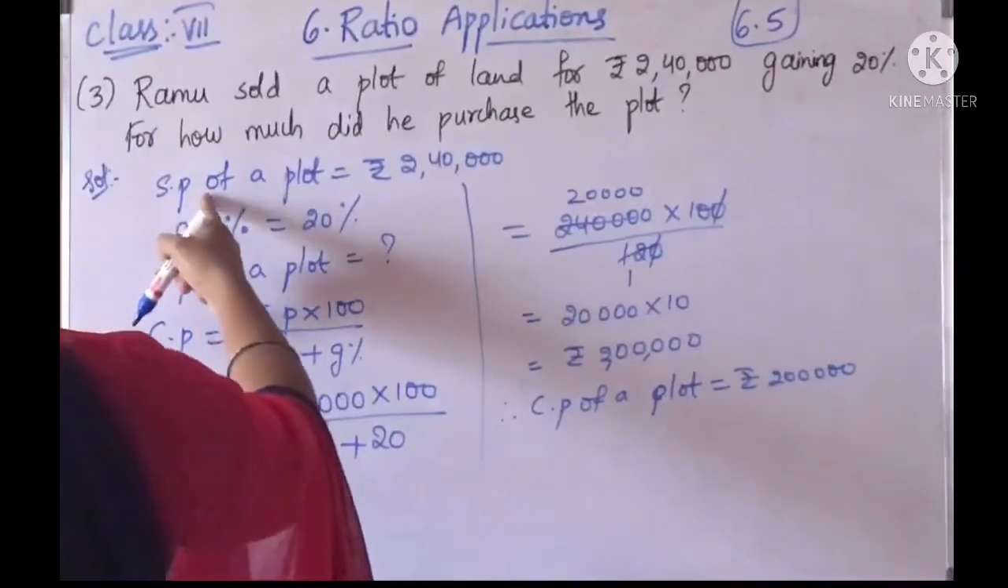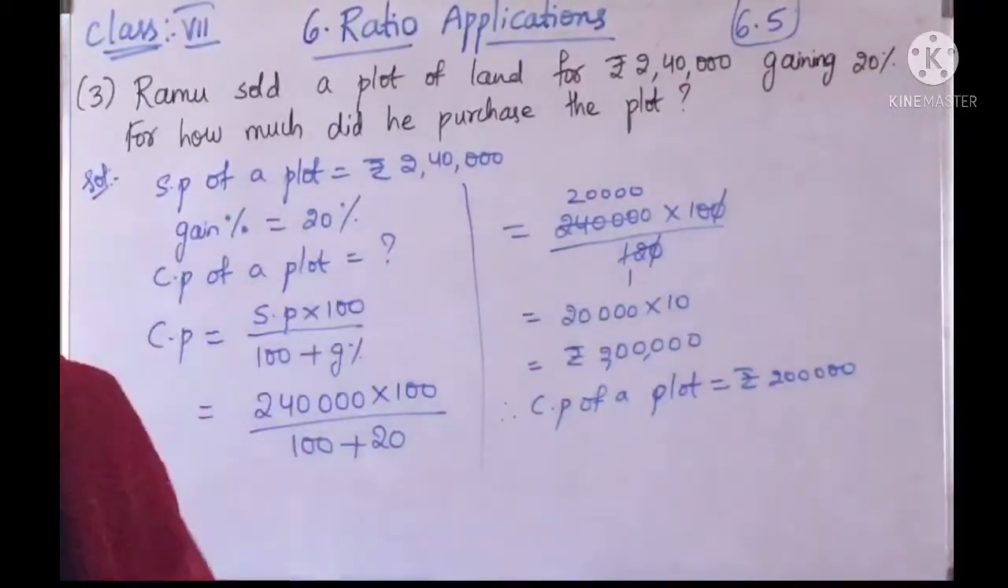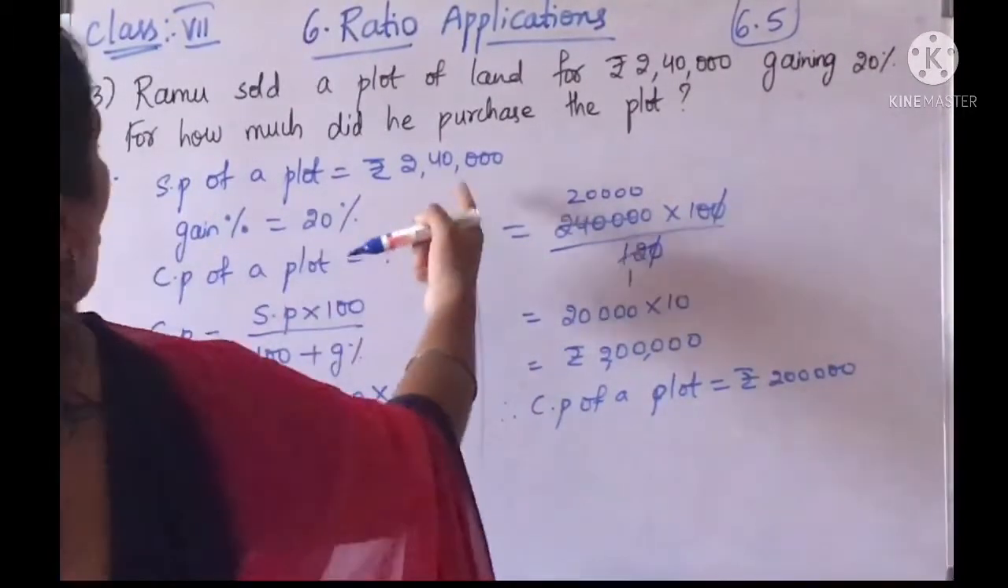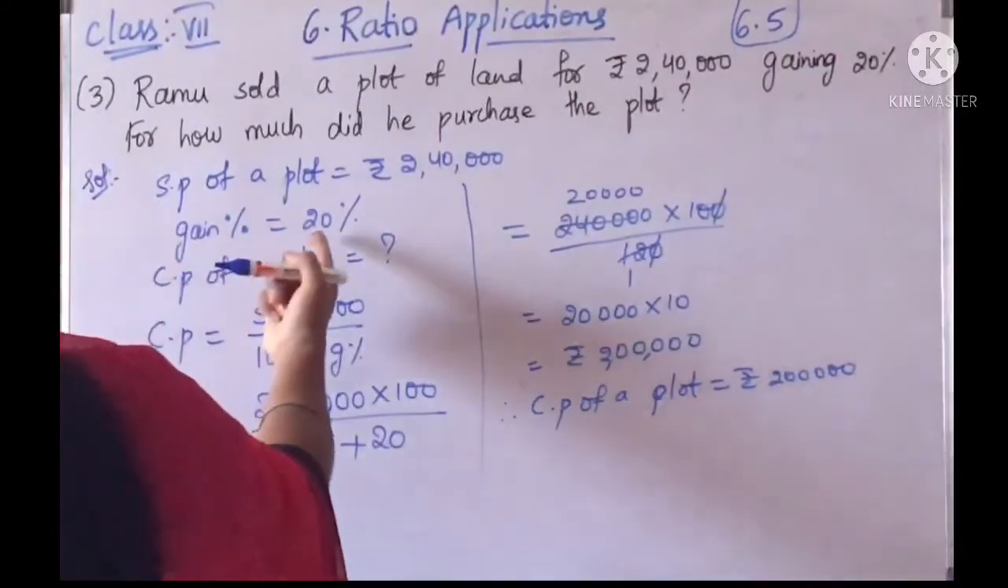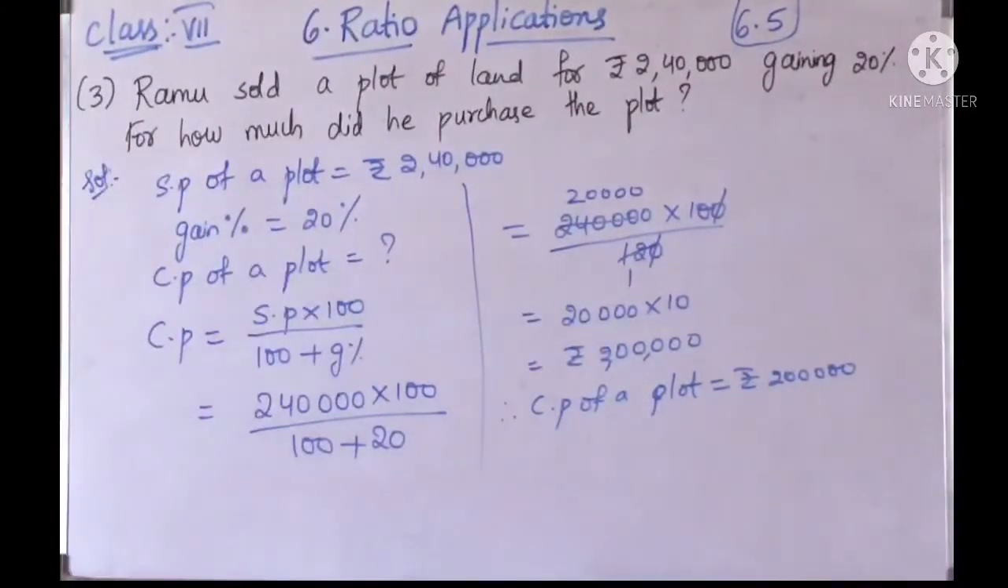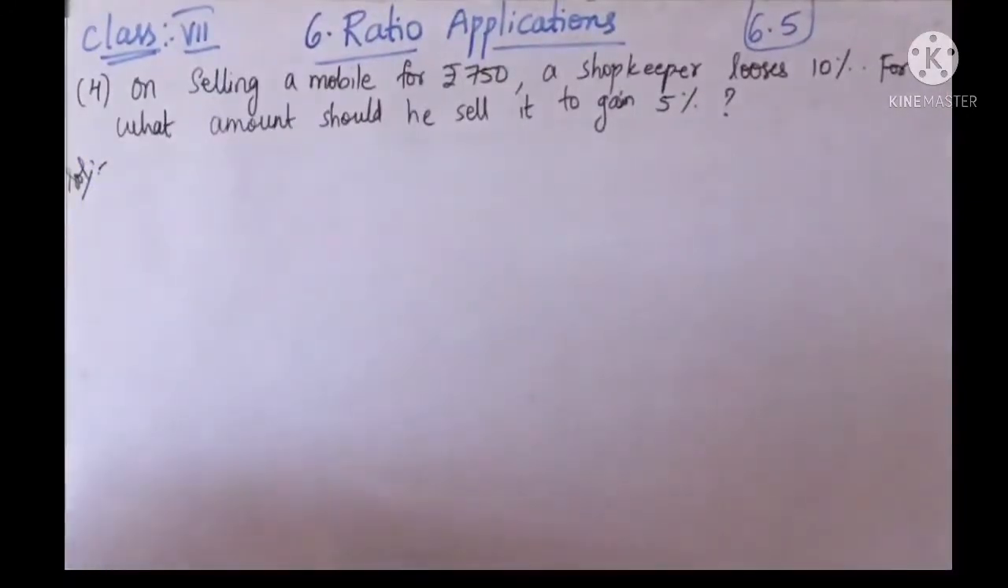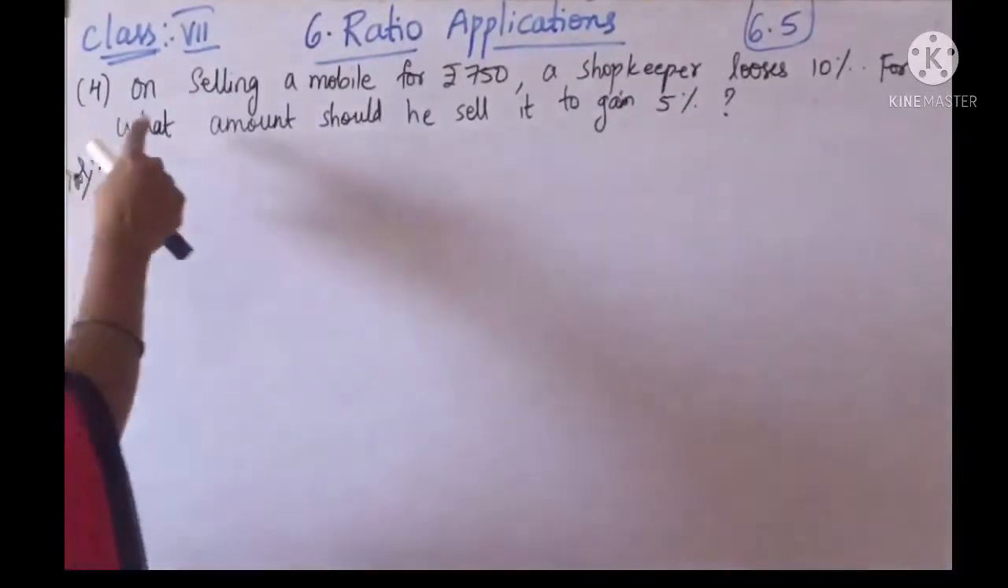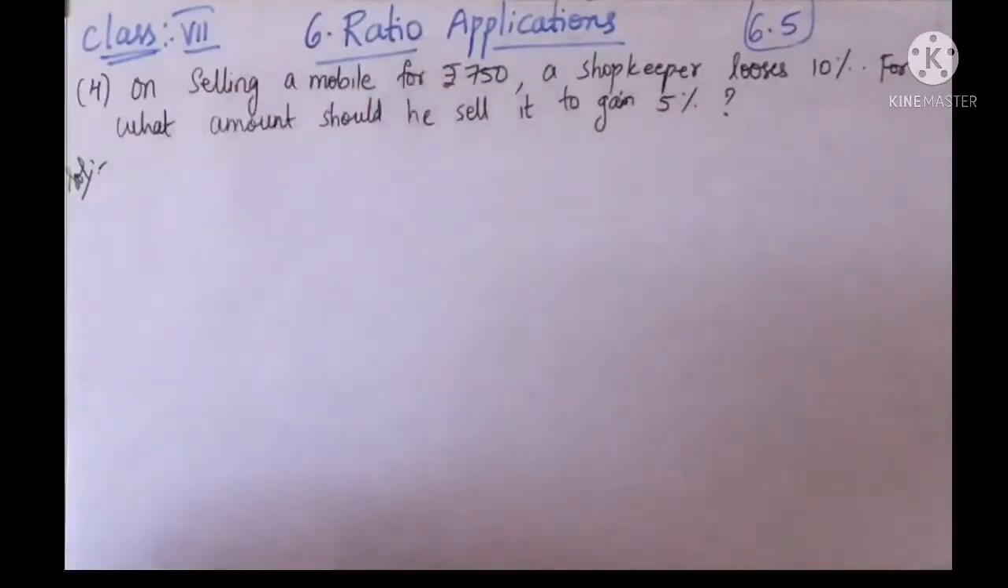Definitely here he will get a profit because SP is greater than the CP, right? And how much profit percentage? Yes, 20%. He will get the profit percentage. Coming to fourth question, children. On selling a mobile for 750, a shopkeeper loses 10%. For what amount should he sell it to gain a 5%?